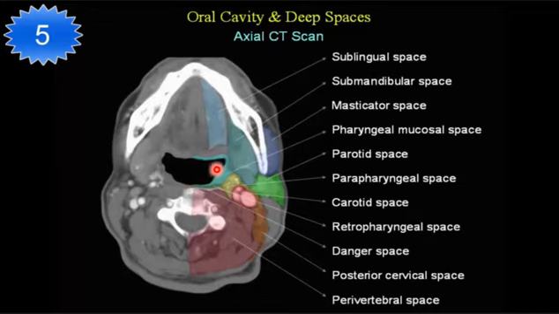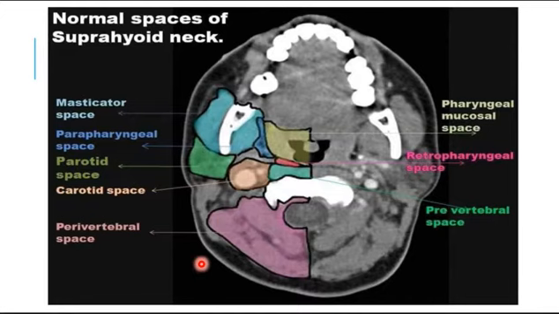Here the retropharyngeal space is identified, and it's very important because it extends downwards again. And the danger space, as we mentioned, is very important also. And we have the paraspinal areas, posterior cervical space and perivertebral spaces. This is another one, the same thing, the spaces of the suprahyoid neck. We mentioned most of them.